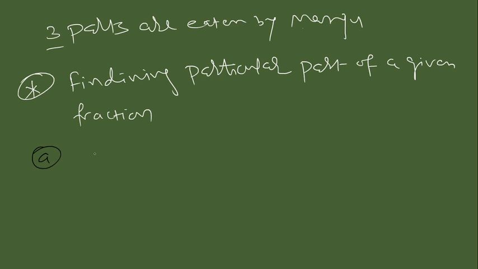Question number 1. 1 by 4th of 24. So how do we write here? First write 1 by 4. Instead of writing 'of', write here multiplication sign. Write here 24. There is no number in the denominator, so take it as 1. 4 1s are 4, 4 6s are 24. In cross you have to divide. Answer is 6. So 1 by 4th of 24 is equal to 6.